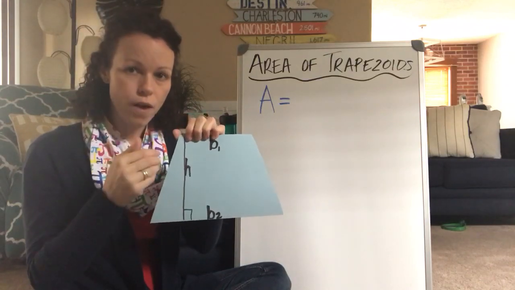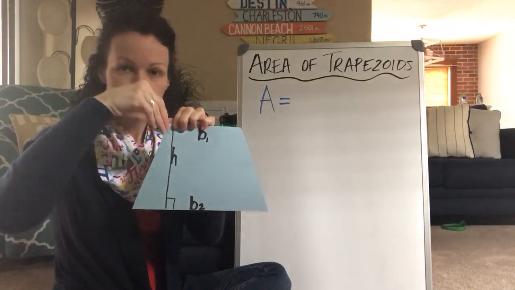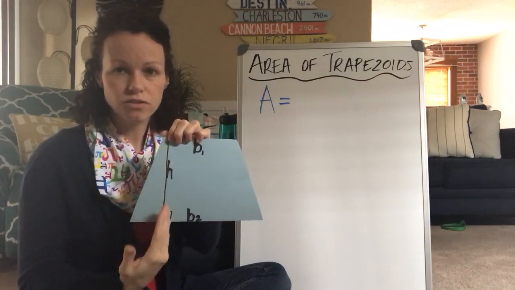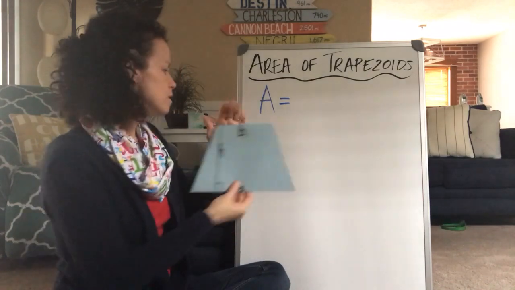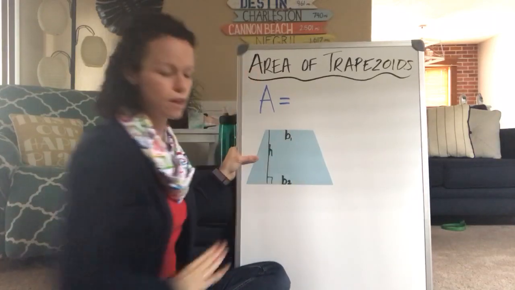And then just like our triangle and our parallelogram, we're looking for the straight up and down part that is perpendicular to the bases that makes that right angle. That's our height. So on a trapezoid, if we have one of them, that's what it looks like.